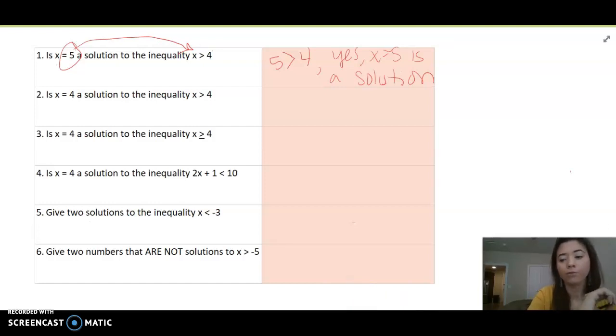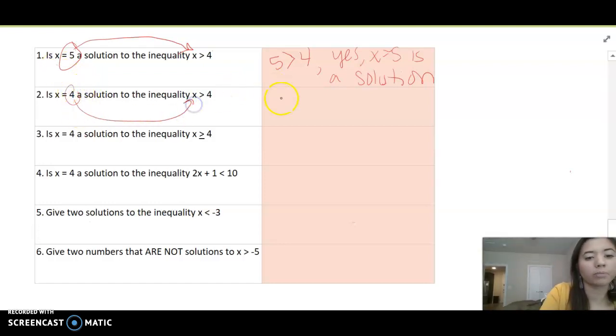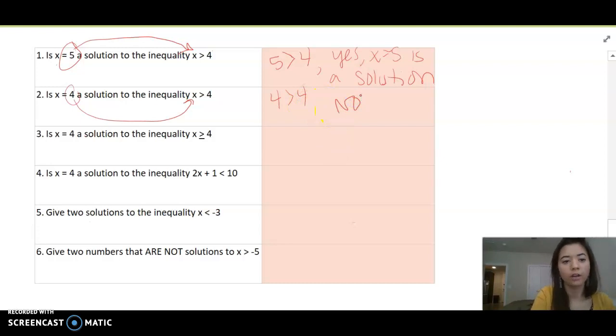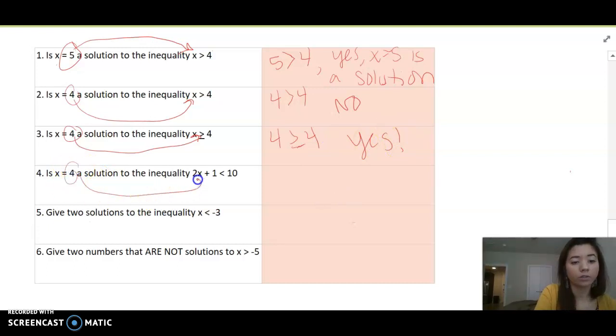All right, hopefully you paused and gave these your best shot. Number 2, is x equal 4 a solution? Plug it in. Is 4 greater than 4? So you should have said no, not a solution. Plug 4 in. Is 4 greater than or equal to 4? Yes, because 4 is equal to 4. Is 4 a solution?